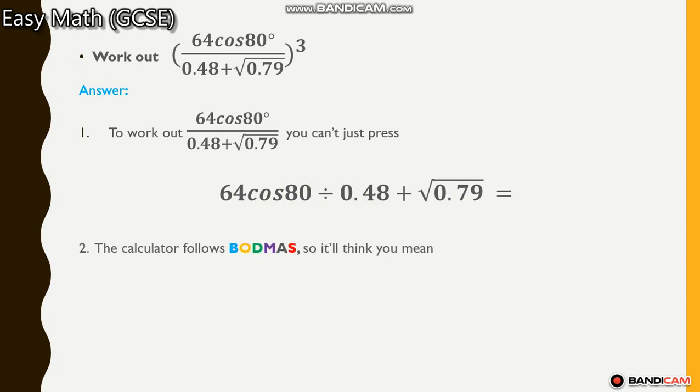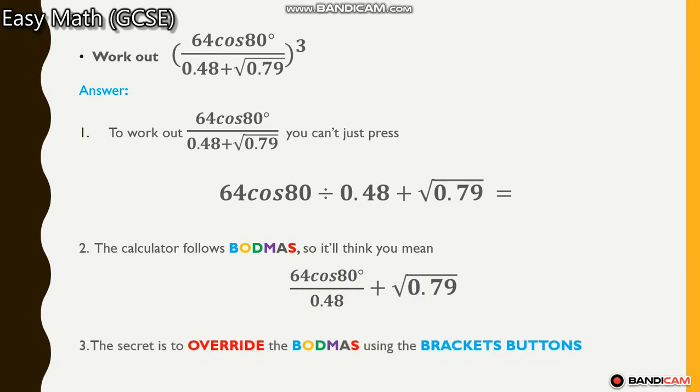Why? Because the calculator follows BODMAS, order of operations. So it will think you mean, in the language of the calculator, you are putting 64 times cosine 80 all over 0.48, plus, beside the fraction, the square root of 0.79, and this is not true, so the answer will be wrong. Okay, so the secret is to override BODMAS using brackets.